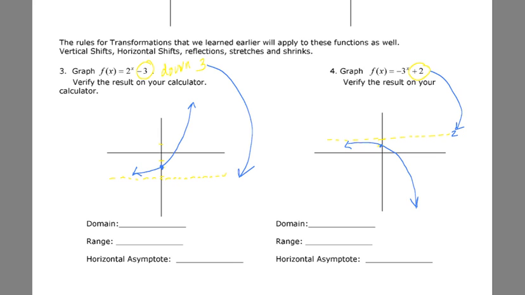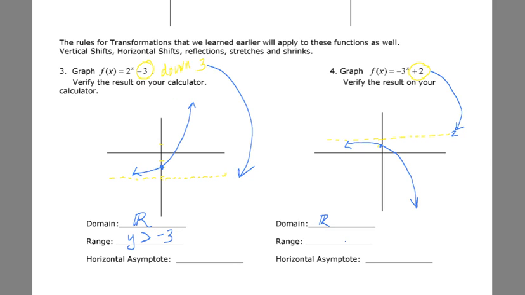Let's do domain, range, and asymptote. Don't ever stop to think about these. Domain will always be the set of real numbers. Now the range depends on where that asymptote is and if the graph is above or below the asymptote. Here the asymptote was at -3 and the graph is everything above -3. So the range is everything greater than -3. No equal to, because it's an asymptote, but it's everything greater than -3.